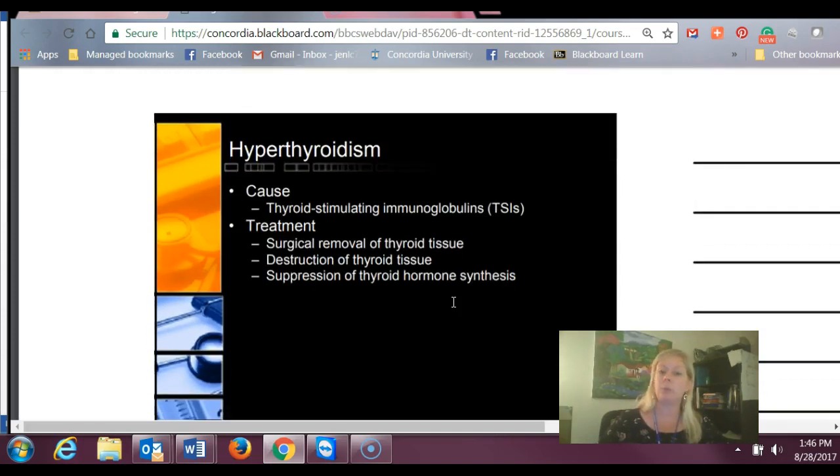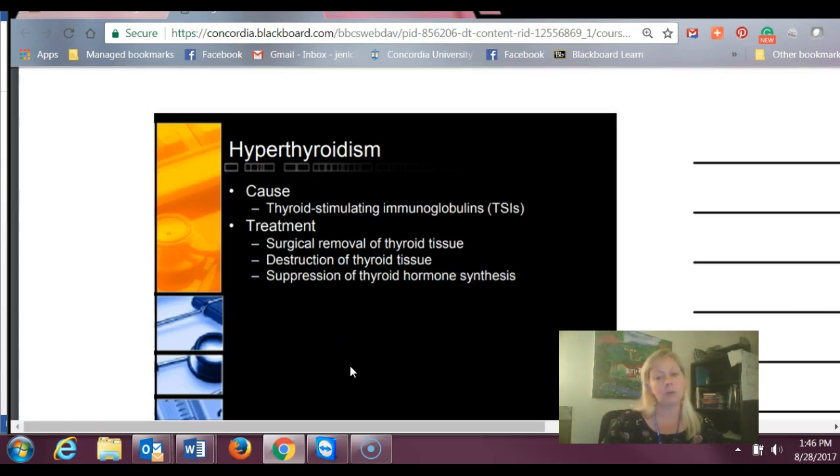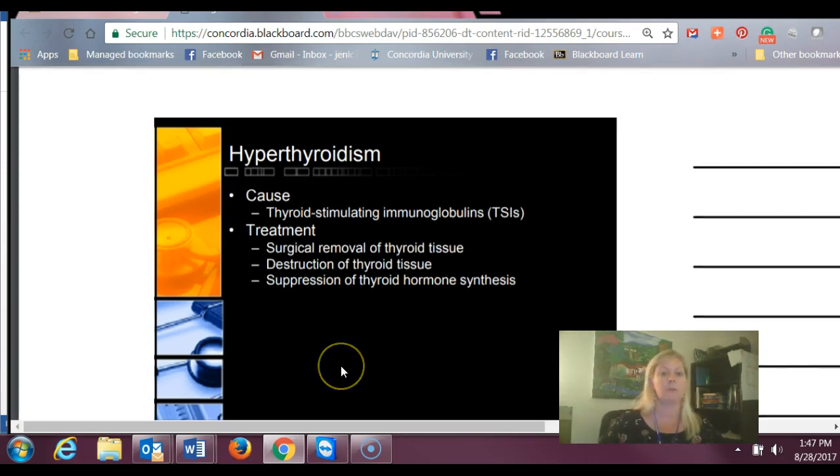So usually if somebody has Graves' disease, we try the medications first, which is Tapazole, Methimazole. Then if that's not working, or if you have an allergic reaction to those medications, we think about doing the radioactive iodine. If all else fails, then you can surgically remove the thyroid tissue. But remember, thyroid tissue can grow back, especially if it's hyperactive.